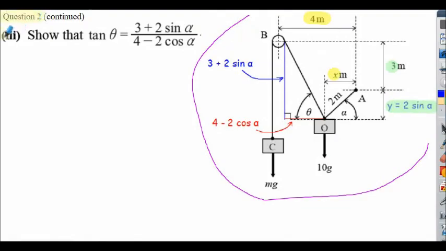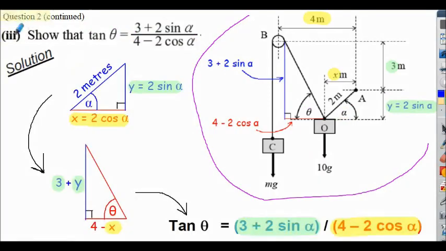Question 2 part 3, we've got to prove this expression for tan theta: 3 plus 2 sine alpha divided by 4 minus 2 cos alpha. More complicated question here, but I've tried to add some hints to the diagram on the right hand side. This is the theta value here. Here's our alpha here. For question 2 part 3, here's the solution. I'll try to show a breakdown of the triangles that we're considering. Here's the first triangle, which relates to this triangle here, of course. And here's the second triangle, relates to this triangle here.